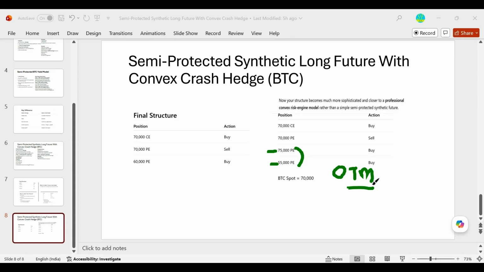So instead of 75 55, I can have four lots of 55 put also, if it is cost effective. If it is cost effective and the volatility is intact, I can choose that also, because I will have a rapid expansion in the delta if I have multiple lots there. So instead of two lots, I should have four lots there.